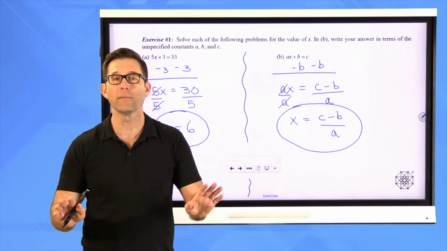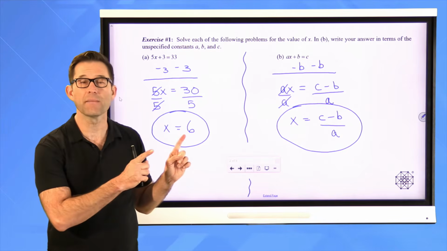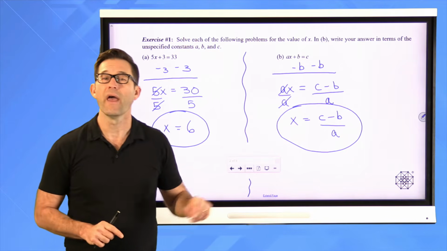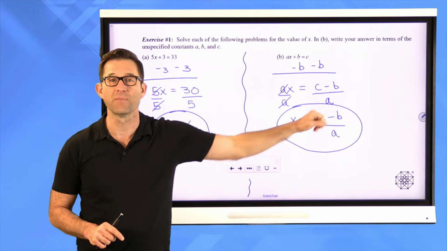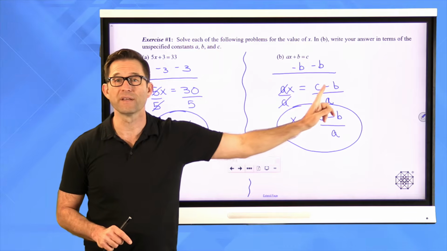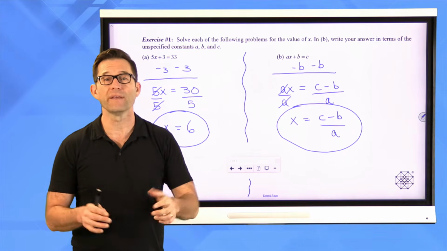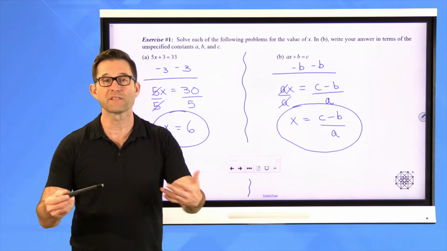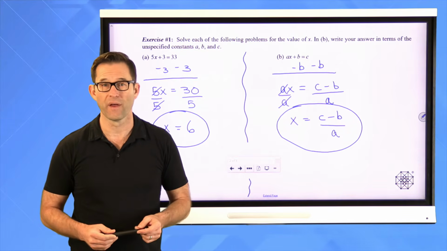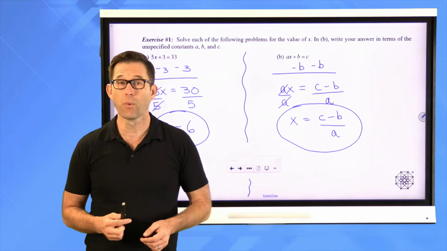All right, so that's all I'm doing. I'm following exactly the same algebraic procedure I did here, except in these situations, I can't figure out what c minus b is, and I can't figure out what c minus b divided by a is because I don't know the values of those three constants. They are unspecified. I have not told you what they are. So let's keep working at this.